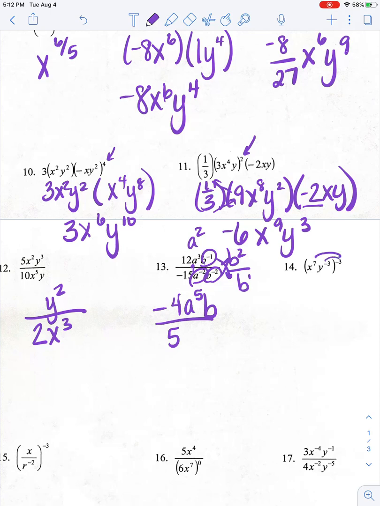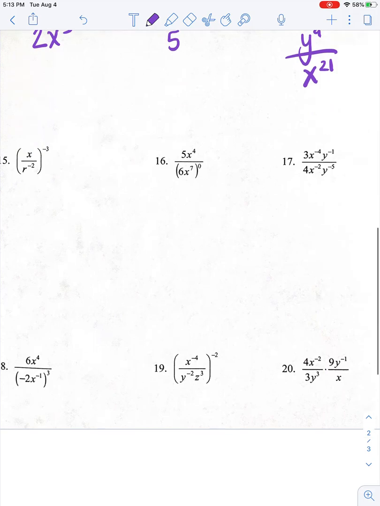I'm following my rules on this one. Power to a power, I multiply. So that's x to the negative 21 and y to the 9th. But then this is a negative exponent. So y to the 9th is going to stay put, and x to the 21 is going to move to the bottom. So when you're done, all negative exponents have to move to the bottom.